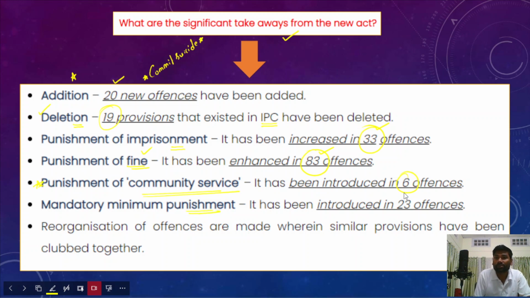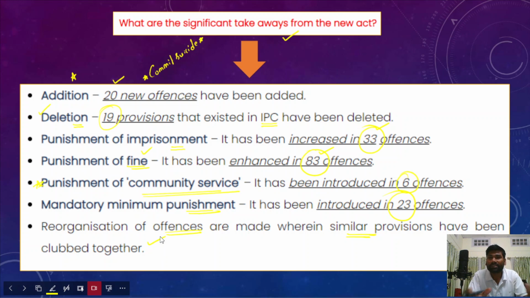So it is introduced in 23 offenses. In all 23 offenses, mandatory minimum punishment is necessary. After that, there's a reorganization of existing offenses made wherein similar provisions have been clubbed together.